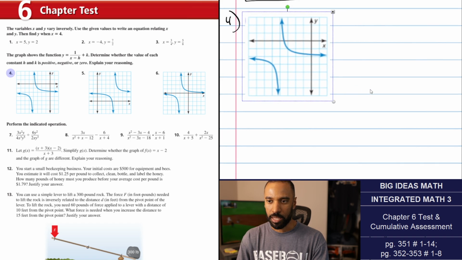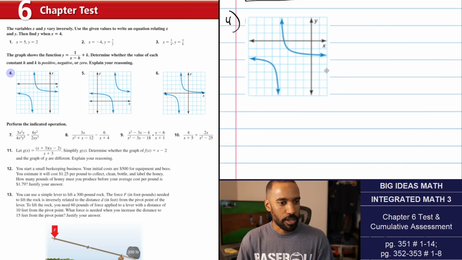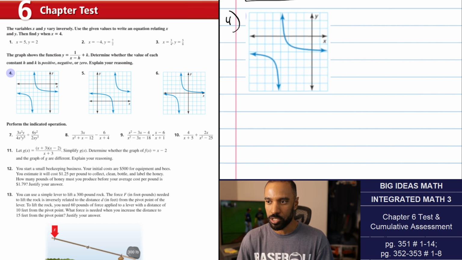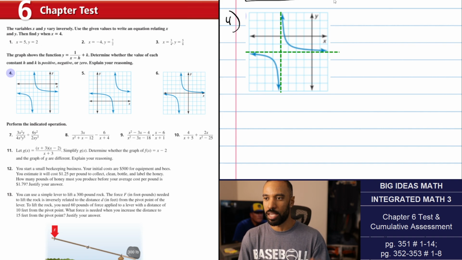So what are they saying? Make the equation. Determine whether the value of each constant h and k is positive, negative, or 0. Explain your reasoning. These are just about the asymptotes, guys. So each explanation will be, what are my asymptotes? Are they positive, negative? The vertical asymptote is our x equals h. This is x equals negative 4, and this is y equals negative 2.